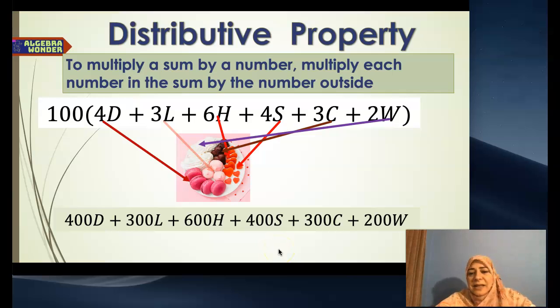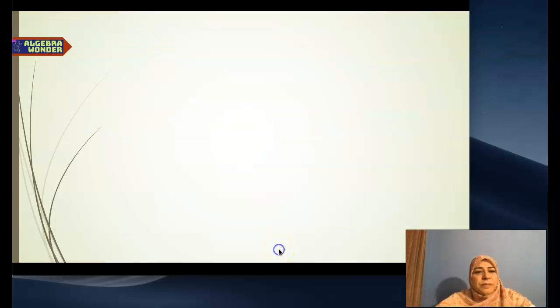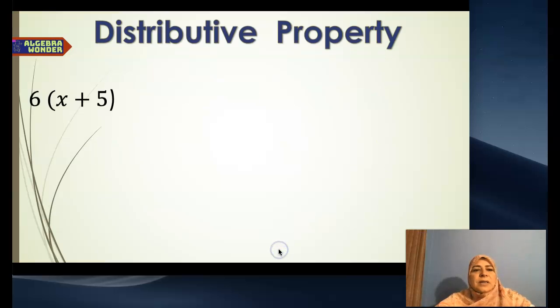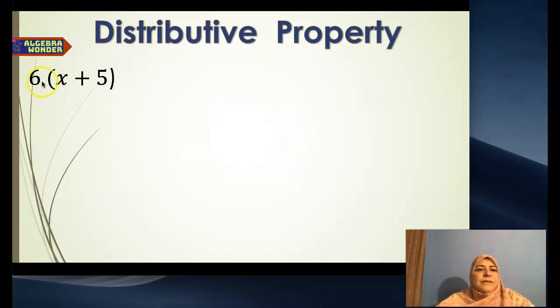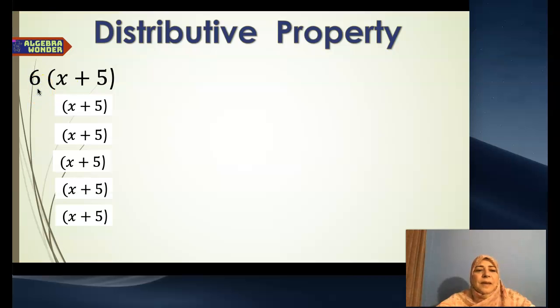Okay, so let's take this to what we do in algebra. So the distributive property, here we go. We have 6, and then we have x plus 5, and we want to know what that is. You can think about it also as having 6 quantities of x plus 5, because the multiplication here is 6 times x plus 5. That means I have 6 quantities of x plus 5. And as you can see here, how many x's do you have?